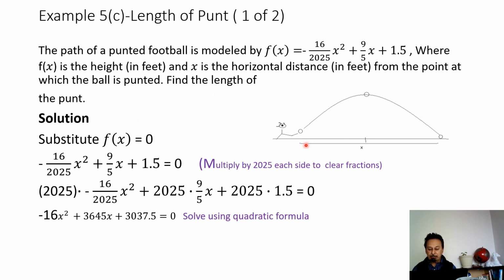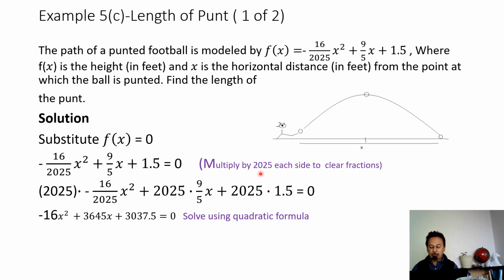So the ball is punted here and it hits the ground here, and we have to find the length x. When the ball hits the ground, the height f of x of the ball from the ground is 0. So we substitute f of x equals 0 in the given equation. Then we have minus 16 over 2025 x squared plus 9 over 5 x plus 1.5 equal to 0.